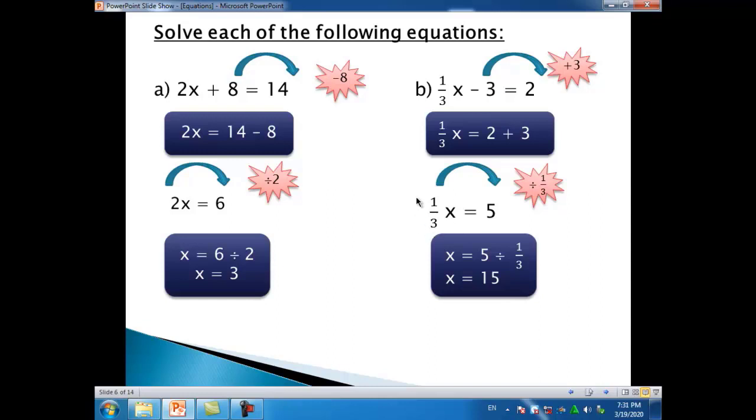Yes, 3x will go to the other side with division by 3. Then x equals 5 divided by 3, it will be 15. The value of x here is 15.